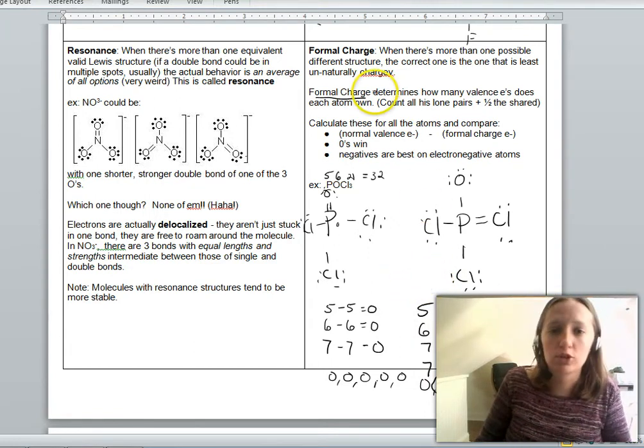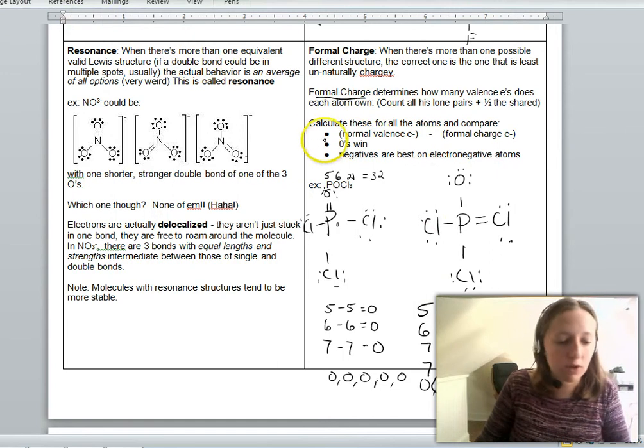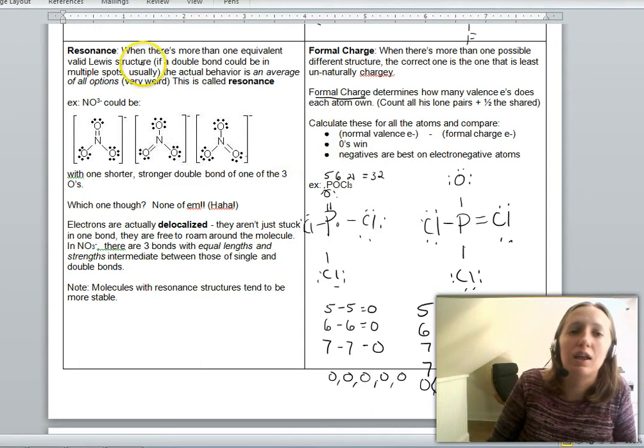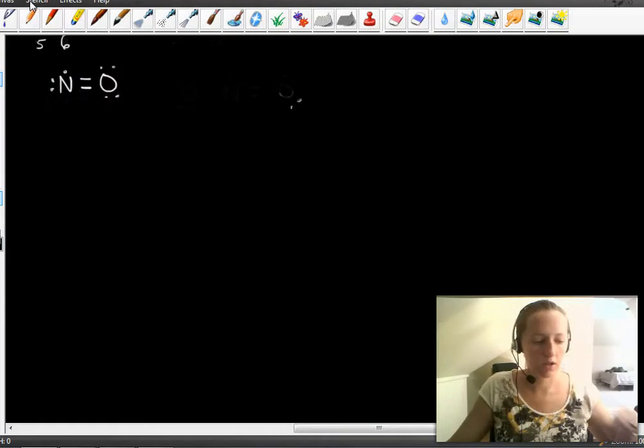All right, but that's formal charge and resonance structures. And now I'm going to go do the rest of question 3 and question 4. So you go ahead and do those and meet me on the black screen.